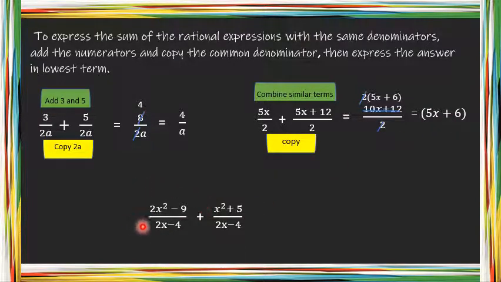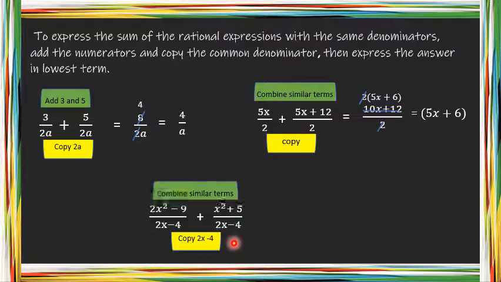Another example is 2x squared minus 9 over 2x minus 4 plus x squared plus 5 over 2x minus 4. Again, copy 2x minus 4, the denominator, and then combine the similar terms. What are the similar terms? We have 2x squared and the other one is x squared. We have negative 9 and positive 5.